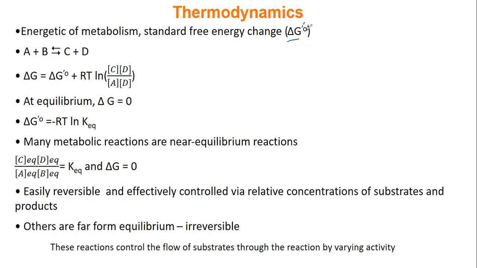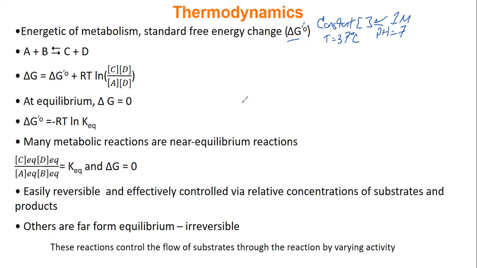So this symbol just means we're looking at the free energy when we're holding everything at a constant concentration, a constant temperature and a constant pH, right? Everything is 1 molar, temp equals 37 degrees, pH equals 7. So this is a way we can compare energy between different reactions.